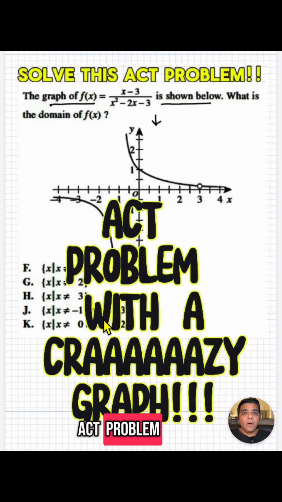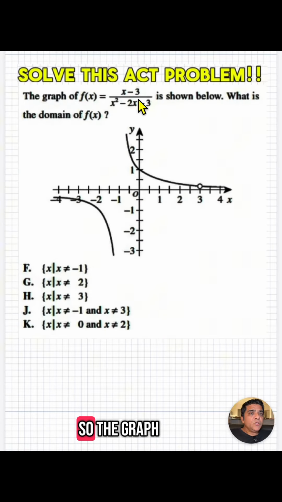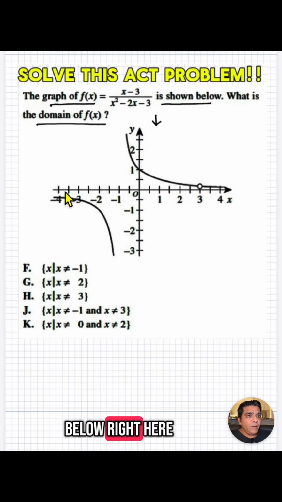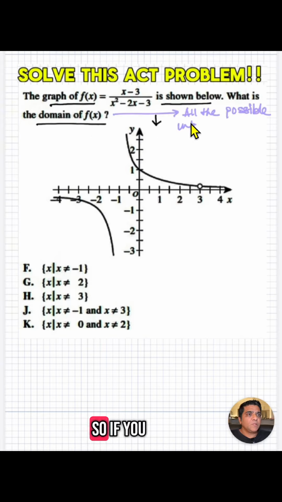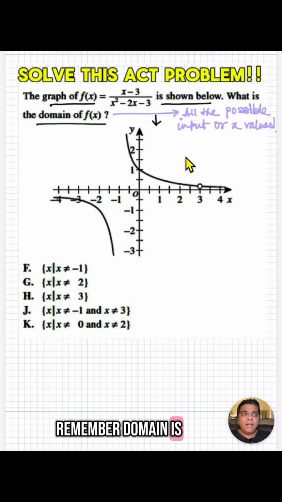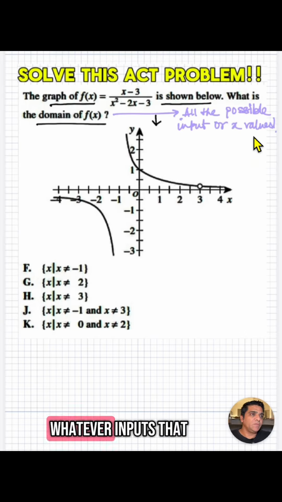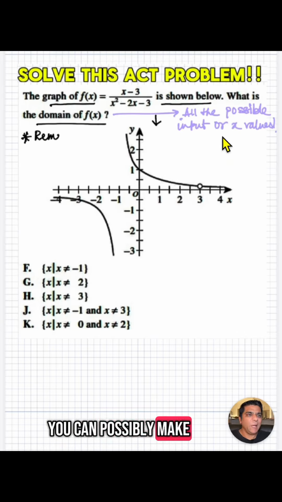Here is an ACT problem with a crazy looking graph. Let's see what's happening. So the graph of f of x is shown below right here. What is the domain of f of x? So if you remember, domain is all possible input or the x values, whatever inputs that you can possibly make.